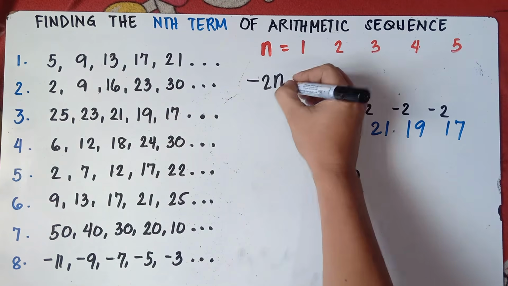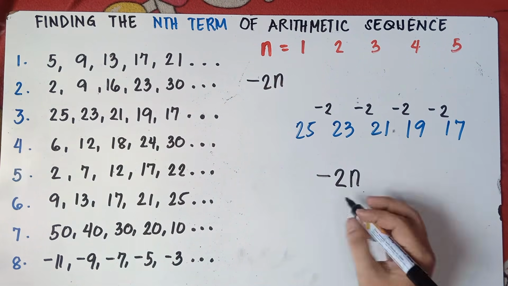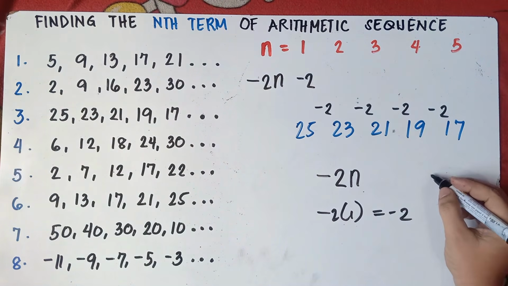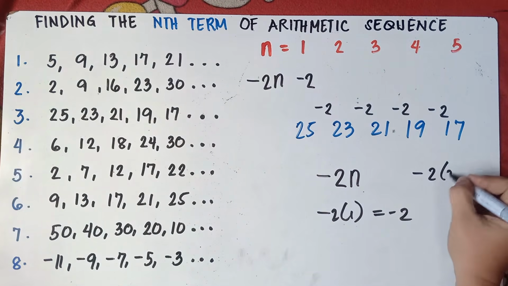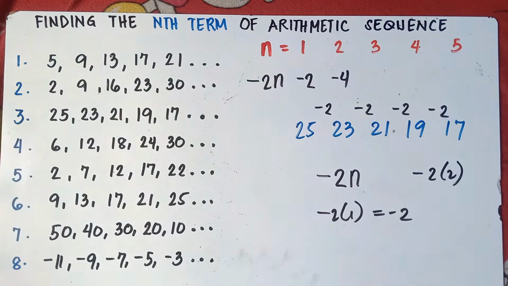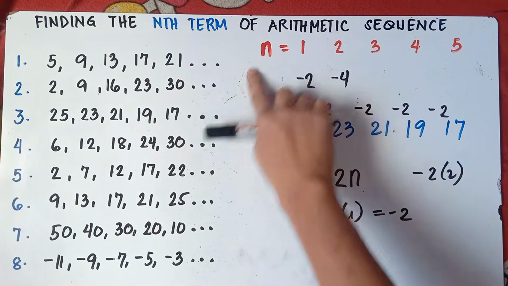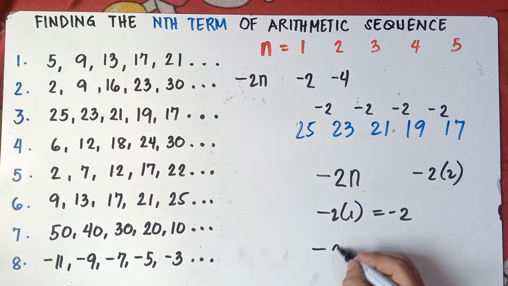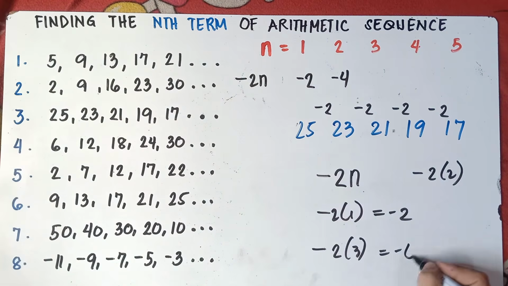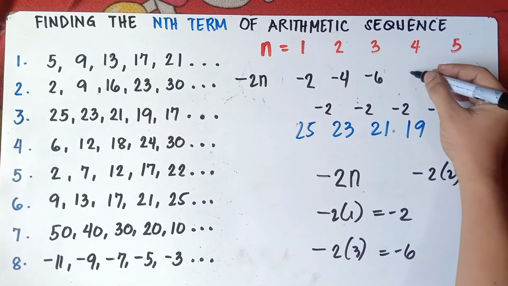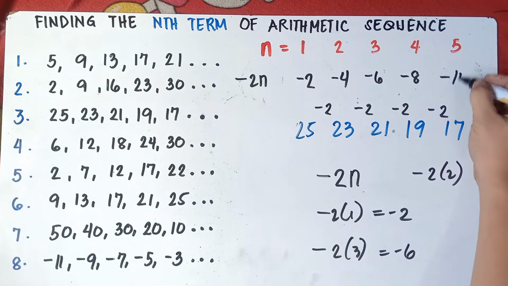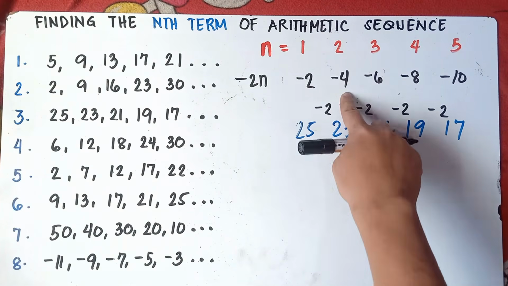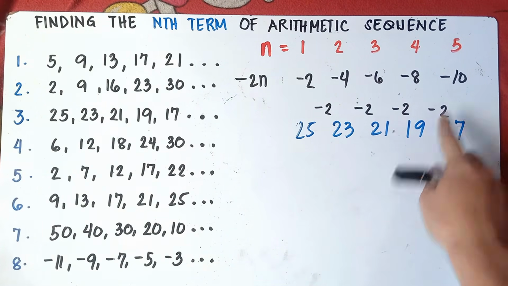If n is 1, negative 2 times 1, that's negative 2. If n is 2, negative 2 times 2, that would be negative 4 for the second position. Based on this negative 2n, we will get this number. If n is 3, negative 2 times 3, that's negative 6. If n is 4, negative 2 times 4, that's negative 8. Negative 2 times 5, that's negative 10. Alright, so these are the numbers: negative 2, negative 4, negative 6, negative 8, and negative 10.